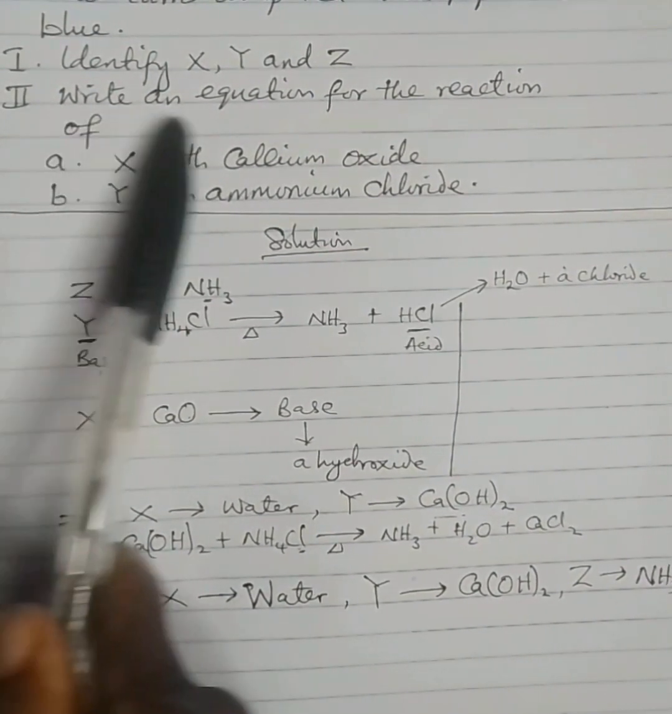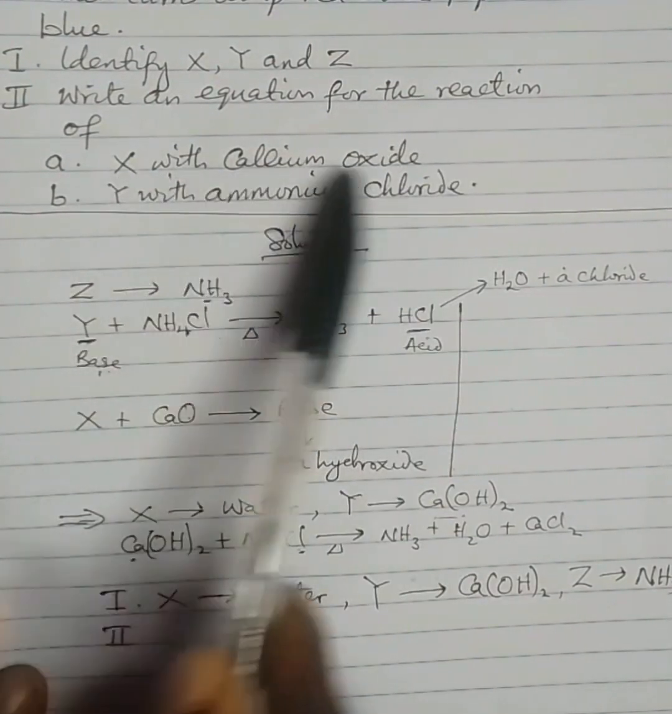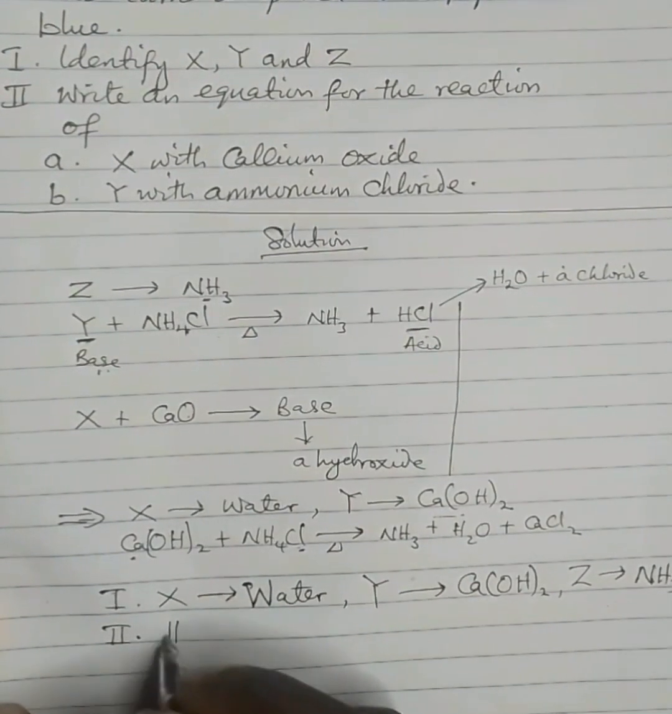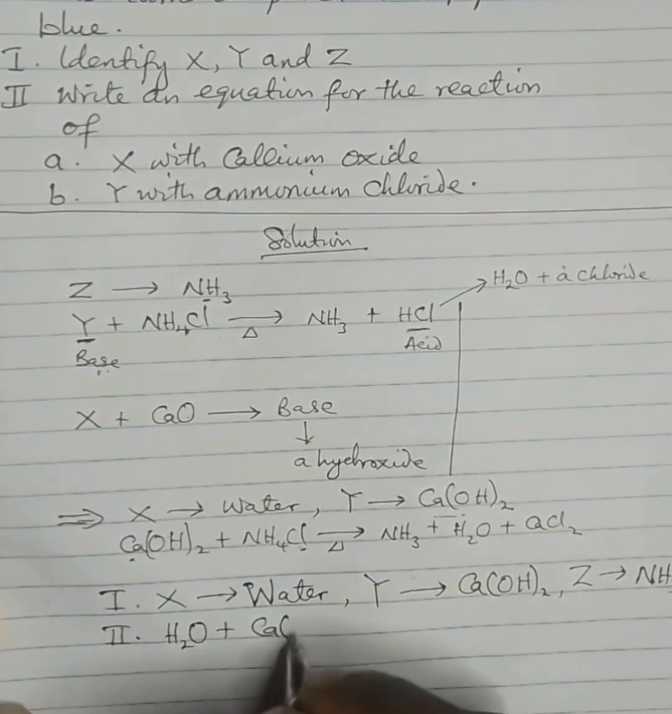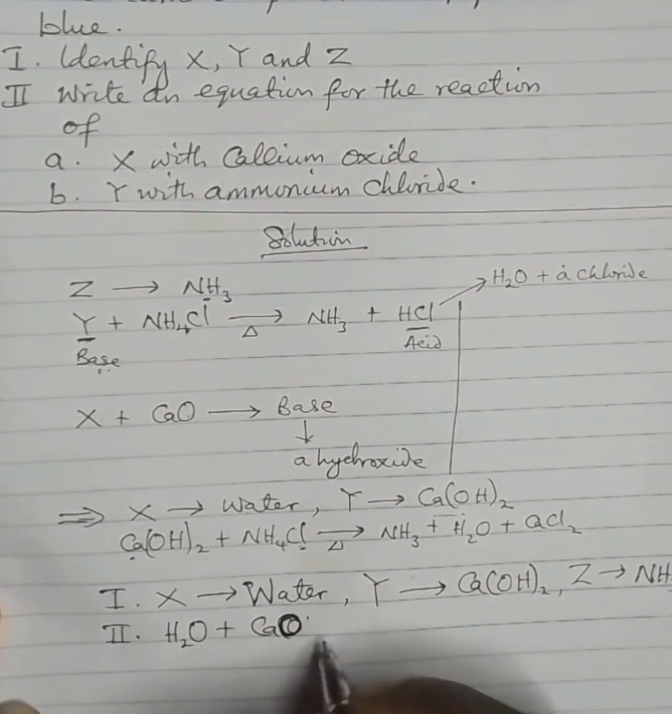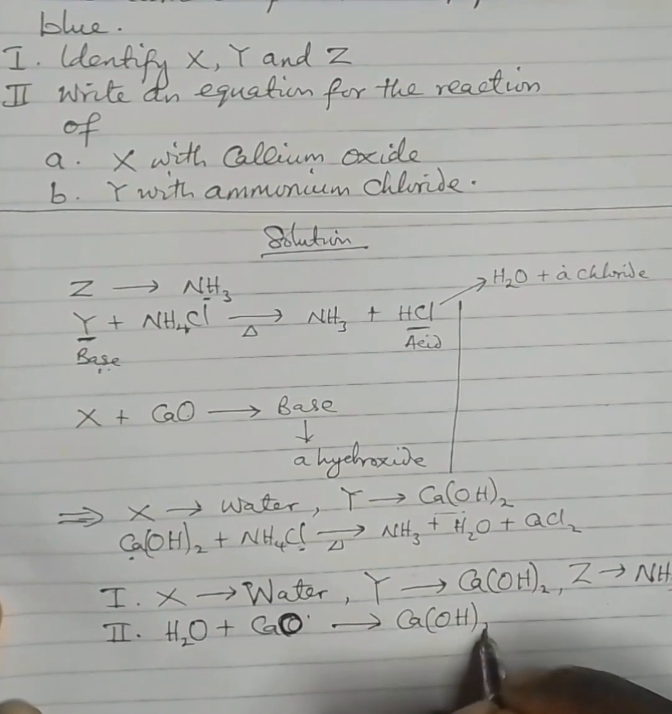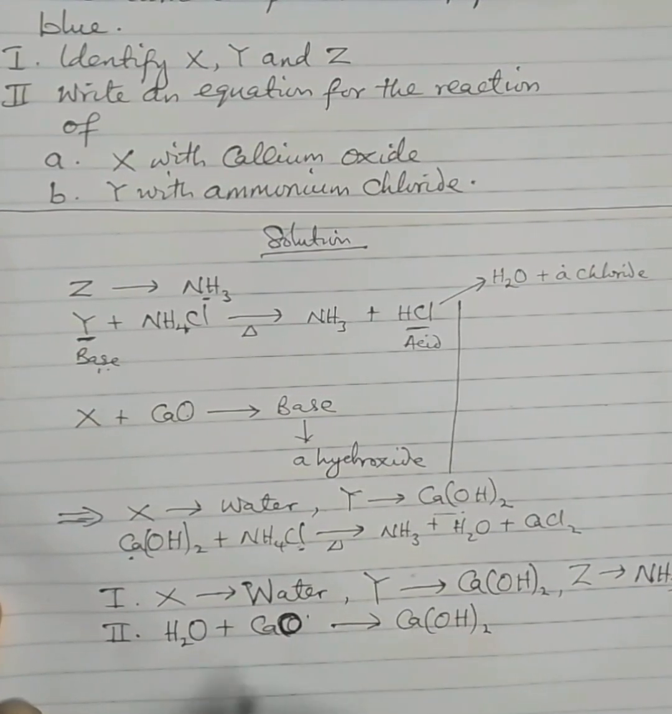We write the equation for the reaction of X with calcium oxide. So since X is water, we write water plus calcium oxide. And expectedly, when water reacts with calcium oxide, calcium hydroxide will be produced. So this is the equation of reaction, and the equation is balanced already.